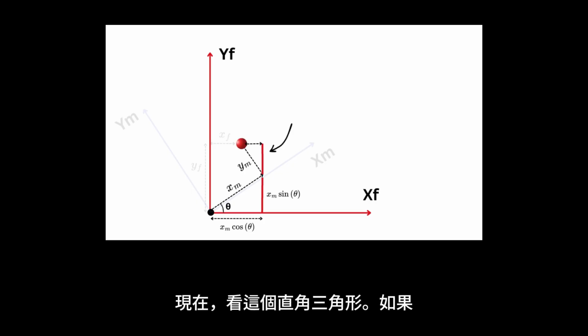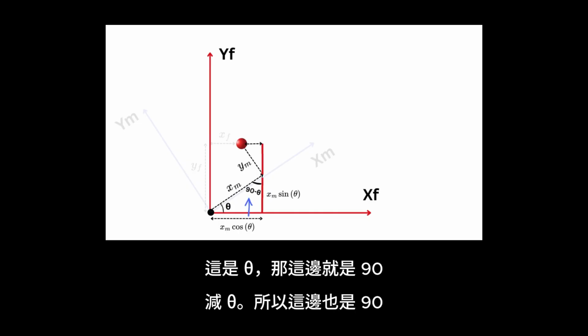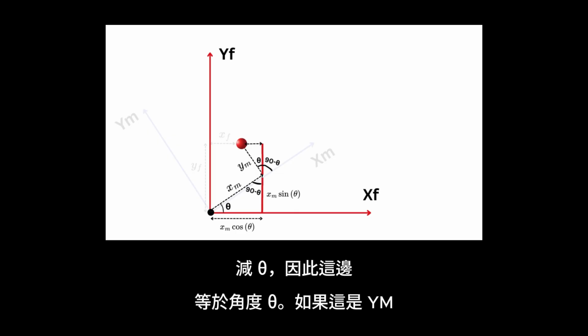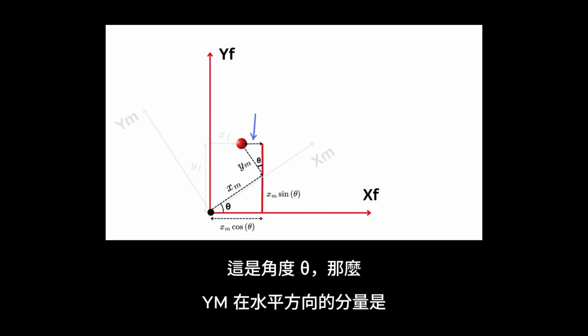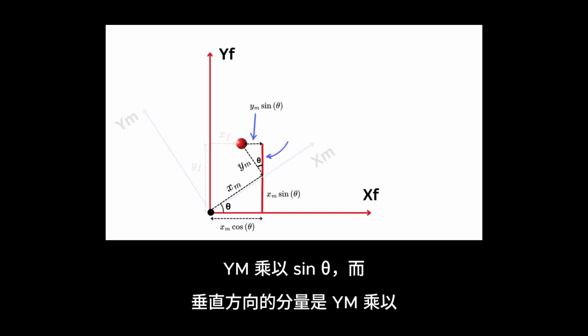Now look at this right triangle. If this is theta, then this will be 90 minus theta. So this will also be 90 minus theta, and therefore this will be equal to angle theta. So if this is YM and this is angle theta, then the horizontal contribution from the YM is YM multiplied by sine theta, and the vertical contribution is YM cosine theta.